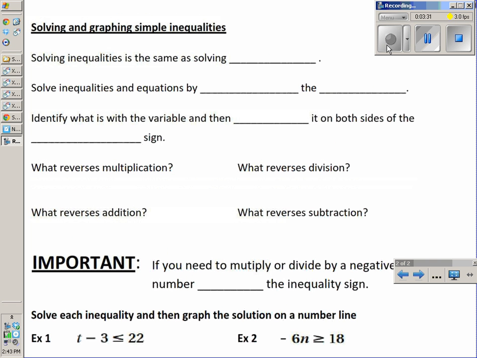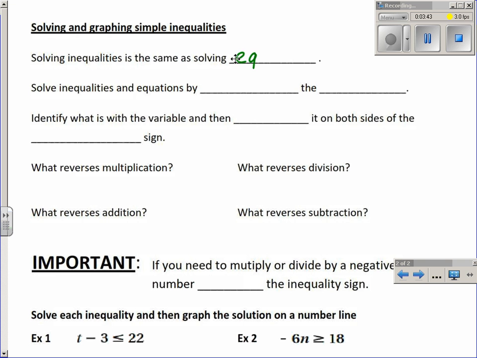All right, flipping over to the back, now we're going to do where you have to actually solve the inequality before you graph it. And we're going to say that solving inequalities is the same as solving equations. We're going to solve inequalities and equations by isolating the variable. Get that variable alone and by itself. And then once you do that, you want to identify what is with the variable and then move that on both sides of the inequality sign.